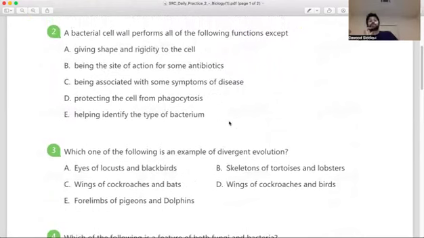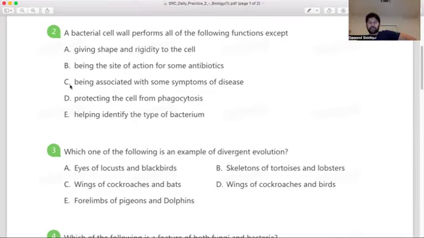Number 2, a bacterial cell wall performs all of the following functions except what? So A, giving shape and rigidity to the cell, that is something that it does, right? By having a thick cell wall, the cell now has this rigidity. B, being the site of action for some antibiotics, that is a true statement because some antibiotics work by disrupting the cell wall. And if the cell wall cannot form properly, the bacterial cell can die. So B is true.